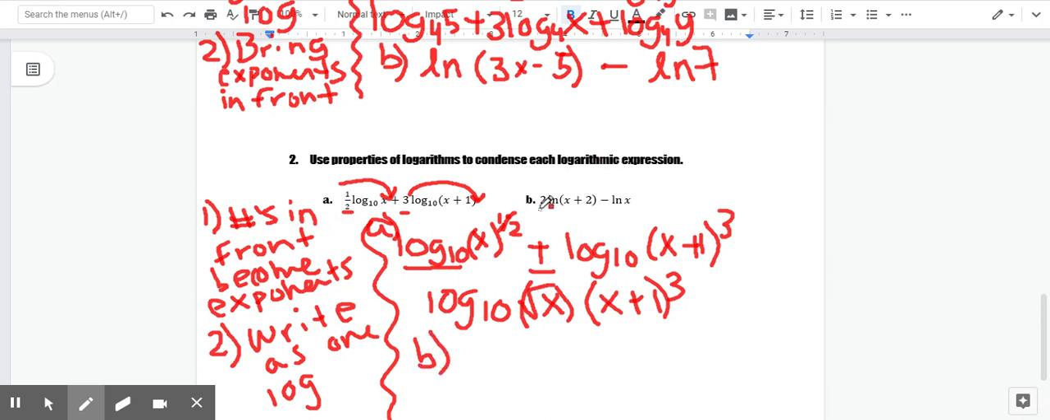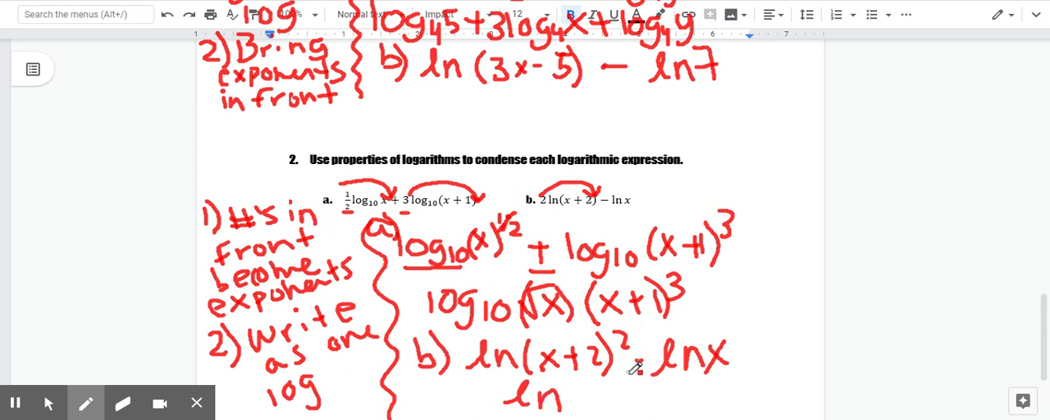So taking a look at B, we have 2 in front here and nothing in front there. So first step, move the numbers in front to become an exponent. So 2 needs to become an exponent. And then the next thing we're going to do is combine these logs to be 1. So we're going to use ln. We have subtraction here. So we are going to use division. X plus 2 squared over x. And now we are done. We condensed it as one log.